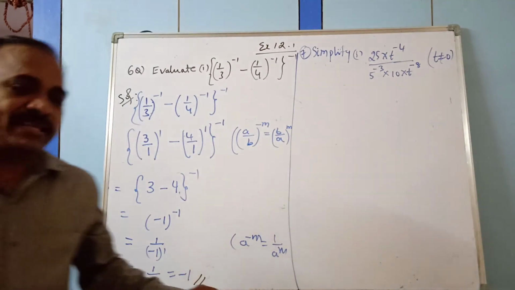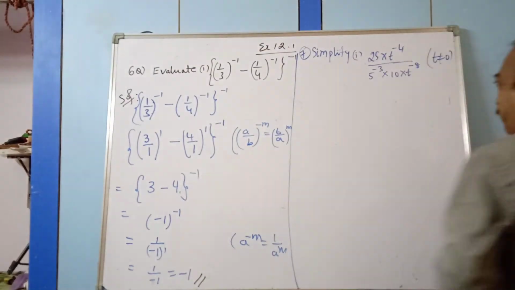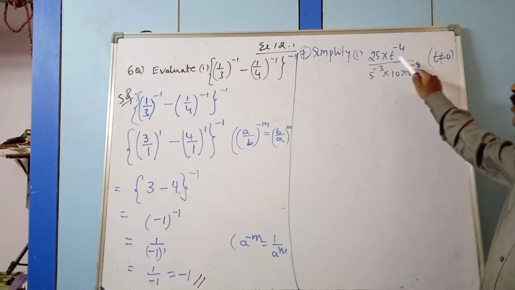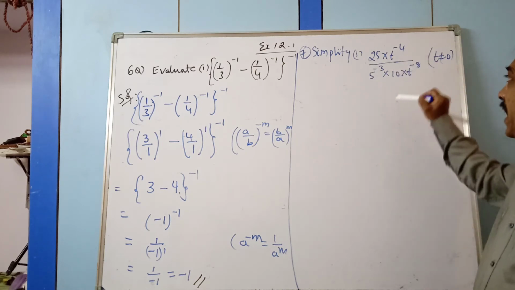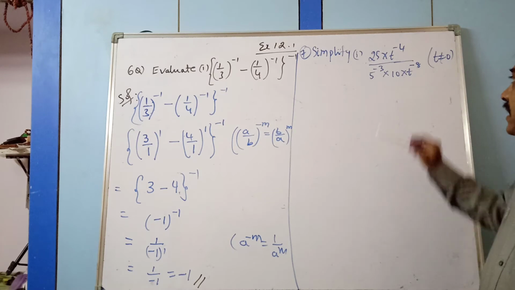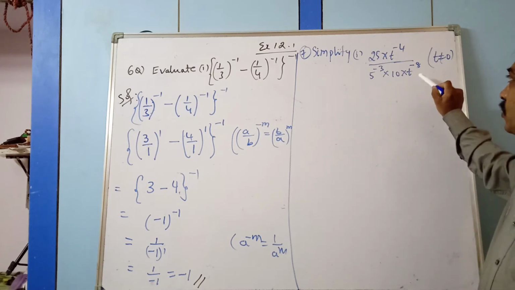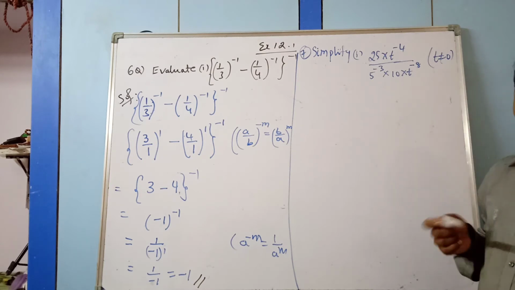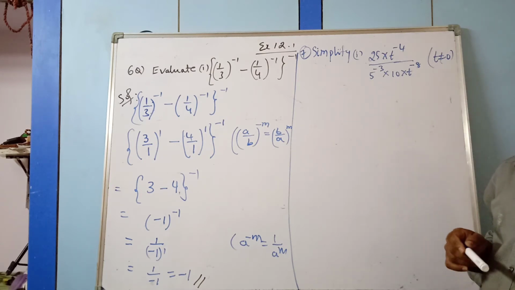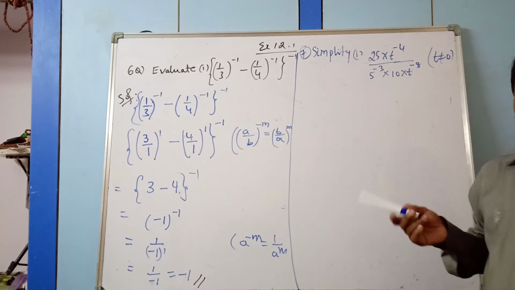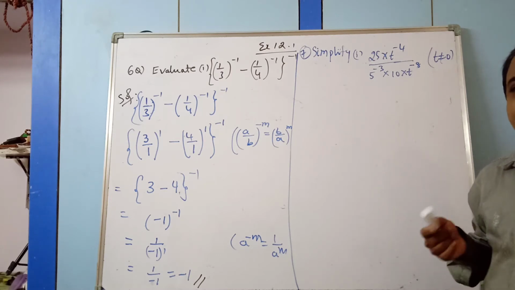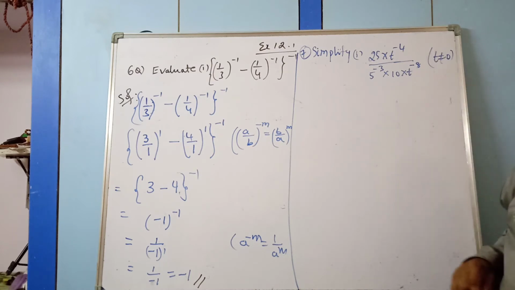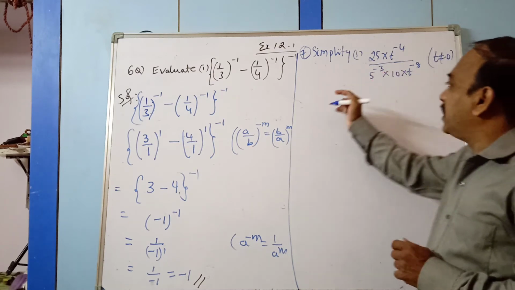Question number 7. Simplify (25 t^-4)/(5^-3 · 10 t^-8), where t is not equal to 0. Generally in the formulas and identities, we have written a is not equal to 0; a and b are non-zero integers. In the same way here, t is not equal to 0. This is what is given.